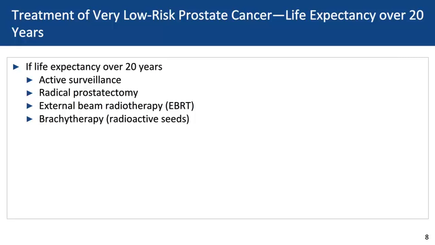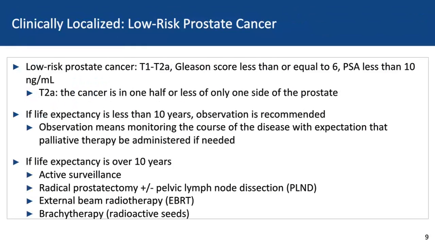If a man's life expectancy is greater than 20 years, he is given the choice of active surveillance, radical prostatectomy, external beam radiotherapy, or brachytherapy. The choice of therapy is up to the patient. All are considered equally curative or effective. Let's move up one category to now low-risk prostate cancer.